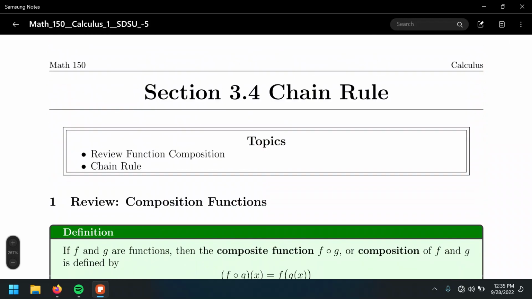Section 3.4. Alright. Number 1, what about chain rules?